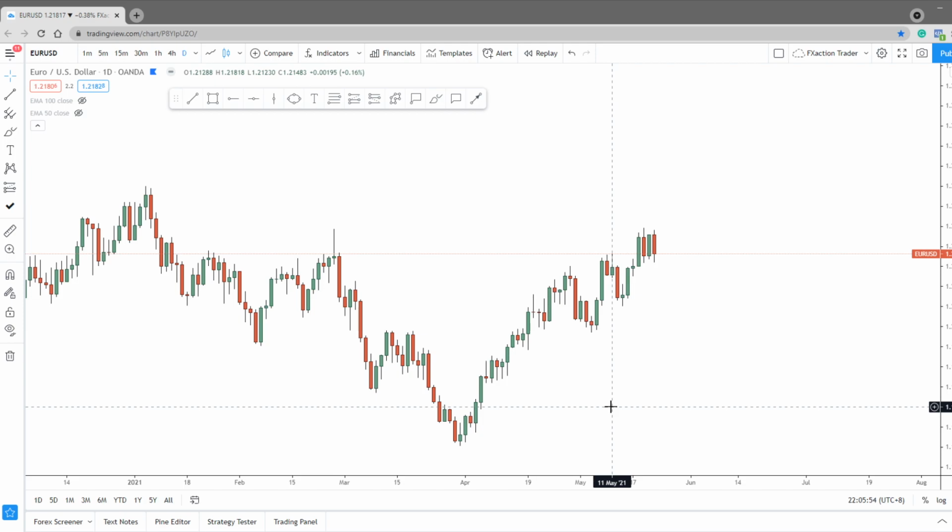So, what are we going to have in our trading watch list for this week? Let's have a look. So, let us start with the first pair, Euro Dollar.